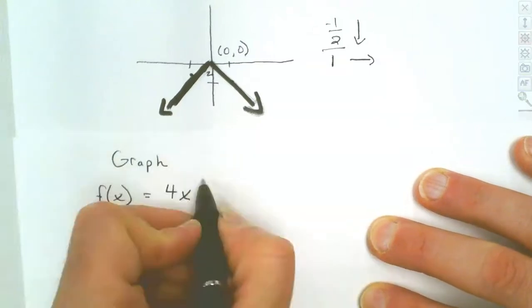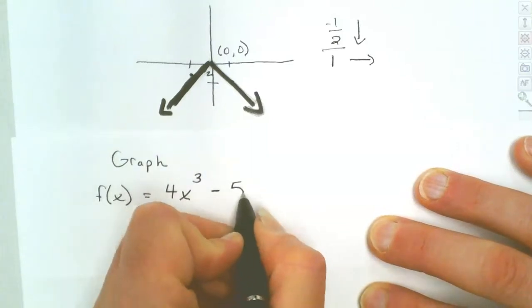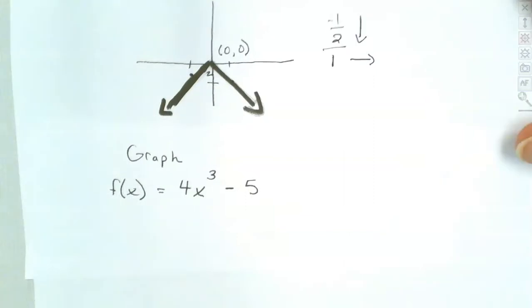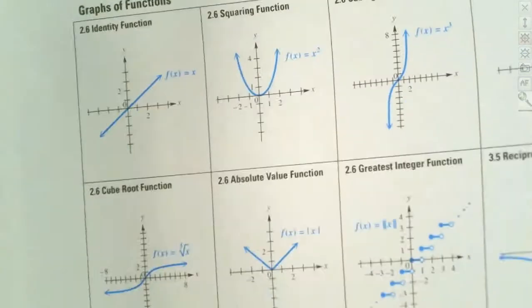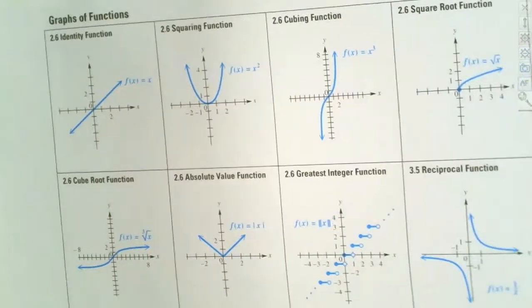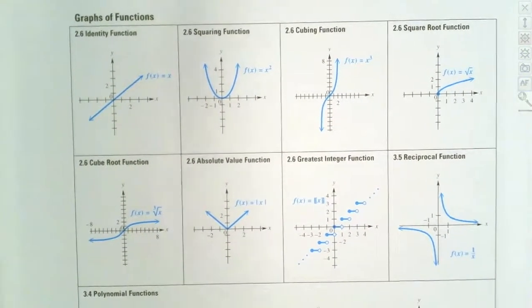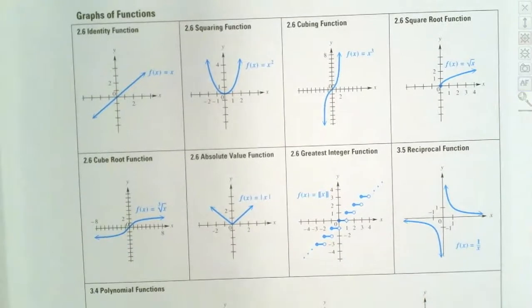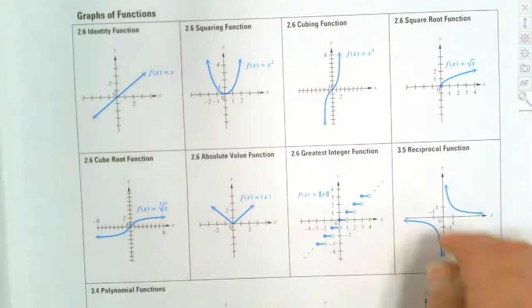So let's try and graph this one. So I want you to graph this. Now this is a cube. So again, we go to the back cover of our textbook. And you don't have to memorize these graphs. When we come to our final, you'll see some of these questions, and you can use the back cover of your textbook, so you don't have to memorize them. Now, we are looking at a cube, so a cube looks like this. So that's what it needs to look like.